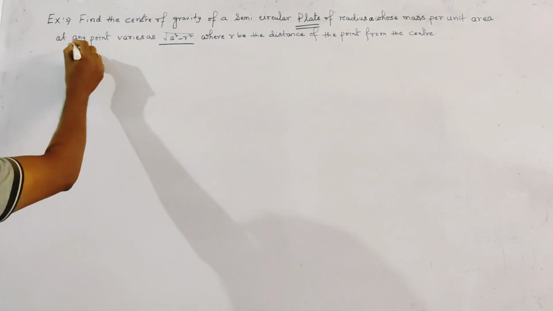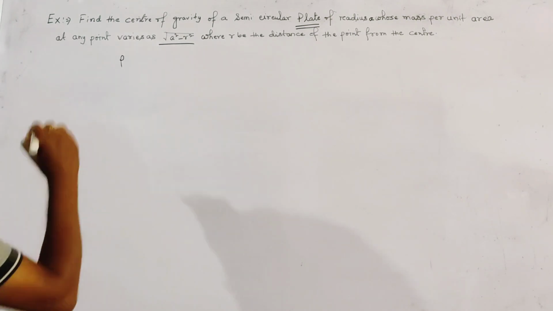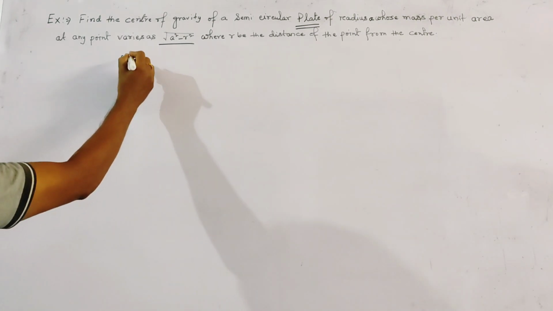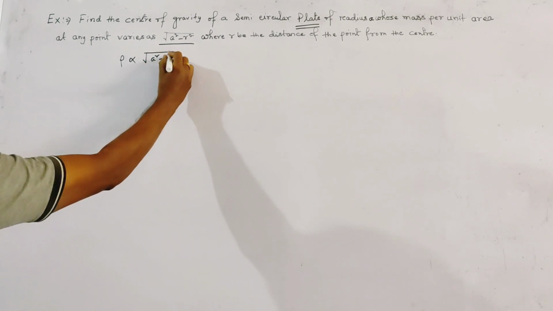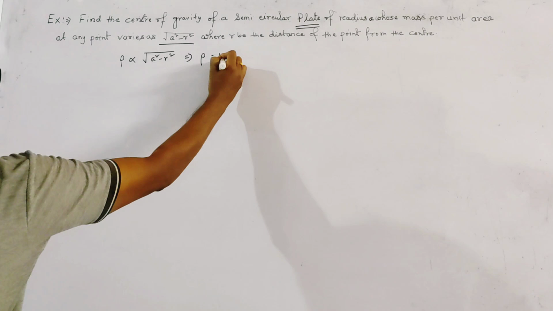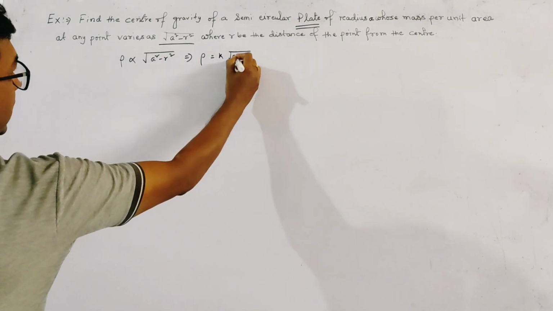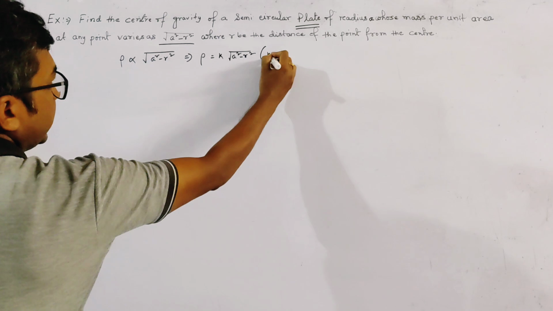Here mass per unit area is given, that is rho. Mass per unit area means rho. Rho is proportional to root under a square minus r square. That is, we can take rho equal to k into root under a square minus r square, where k is the variation constant.